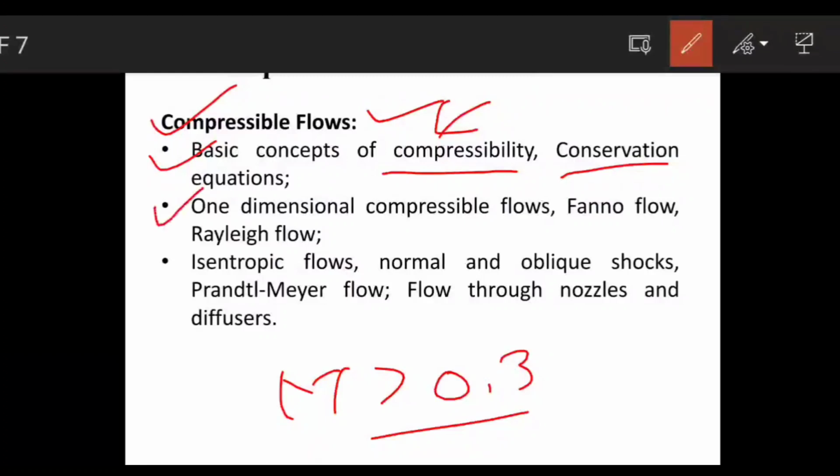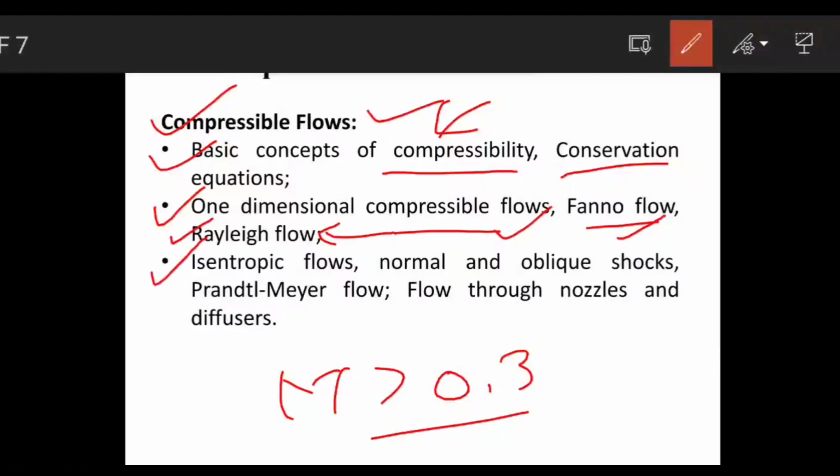And then the next topic is one dimensional compressible flow, Fanno line, Rayleigh line. That is very important, because with the help of that you can understand the flow inside the combustion chamber, everything, only because of one dimensional compressible flow, Fanno flow, Rayleigh flow. That defines the aerothermodynamic physics of compressible flow.